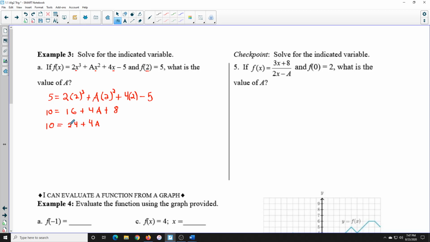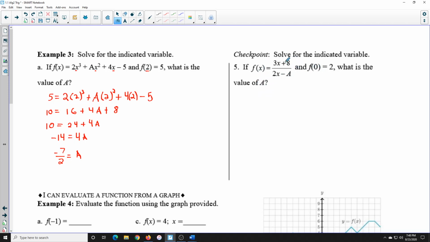And then we're going to subtract 24. So subtracting 24 will give us negative 14 equals 4a. And divide by 4, we get negative 14 over 4, which reduces to negative 7 over 2. So we get a negative 7/2 for our answer. So pause now, do the checkpoint. I'll go through it.